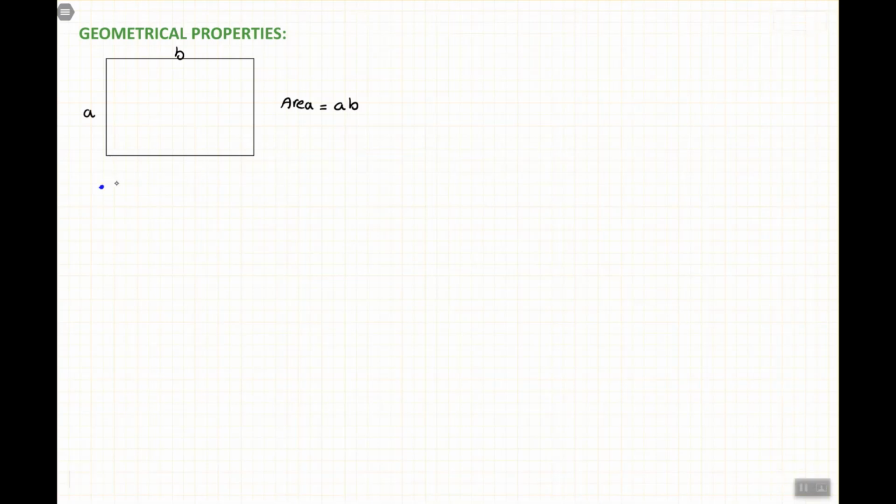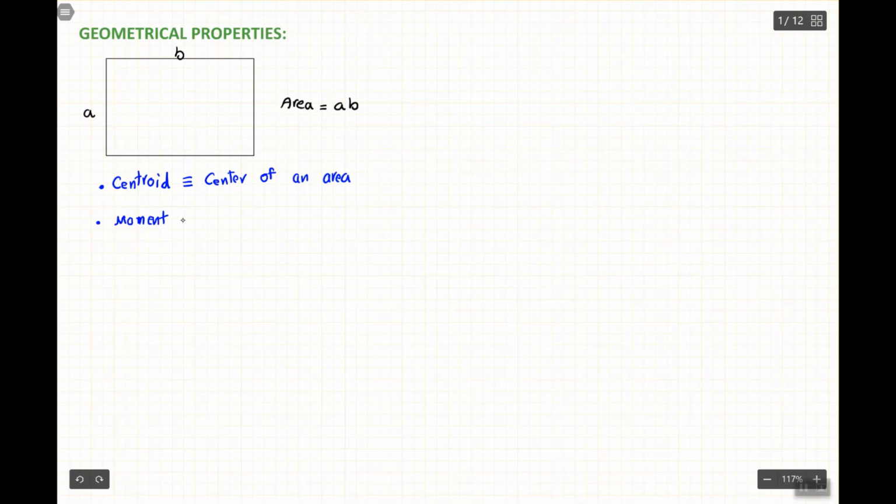But in this module, we're going to talk about two properties. One is the centroid, which is equivalent of saying the center of an area, and the next topic we're going to talk about is moment of inertia. Let's start with the first one, which is the simpler one. And these two topics are essential for the future modules which we need to study.